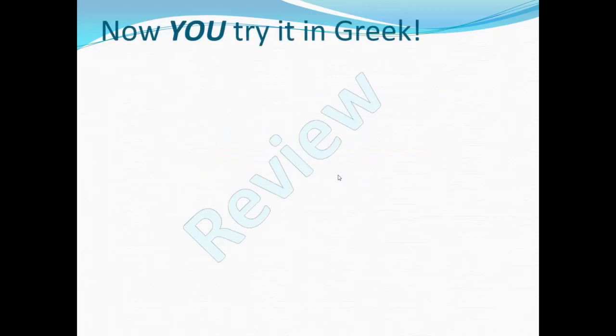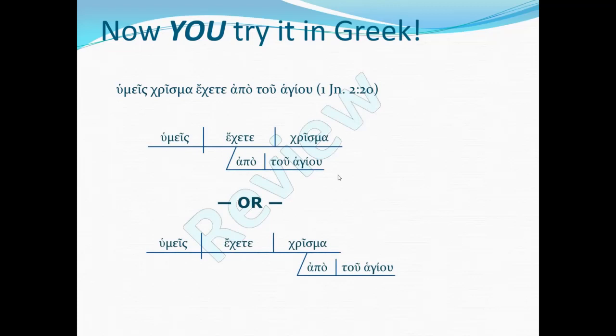Then I gave you a chance to try it in Greek. I gave you a simple sentence and paused while you diagrammed it. You have an anointing from the Holy One. And there are 2 ways this could be done. It's a little difficult to decide whether from the Holy One is adverbial, modifying you have, or whether it actually modifies anointing, more as an adjective.